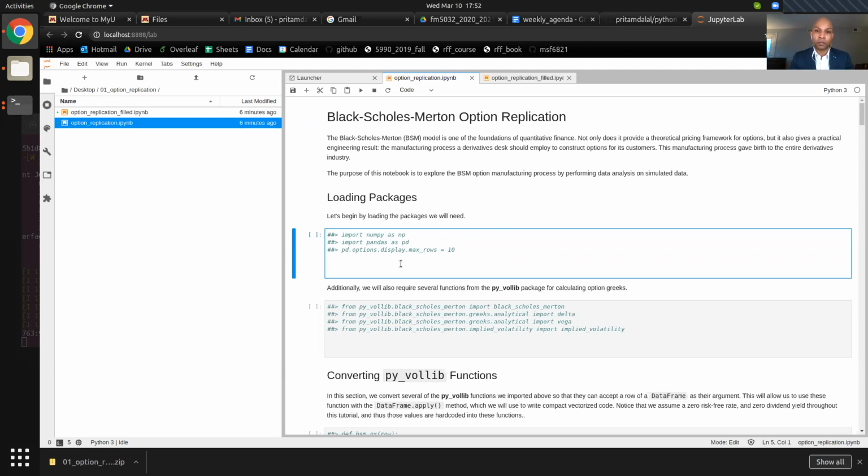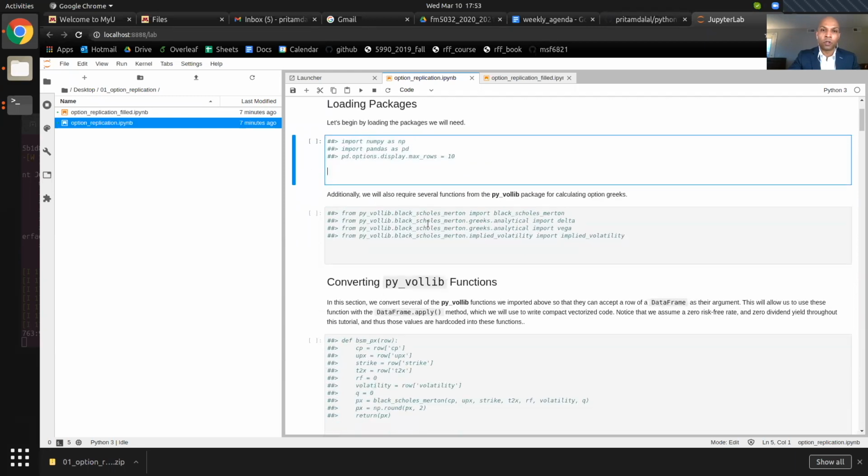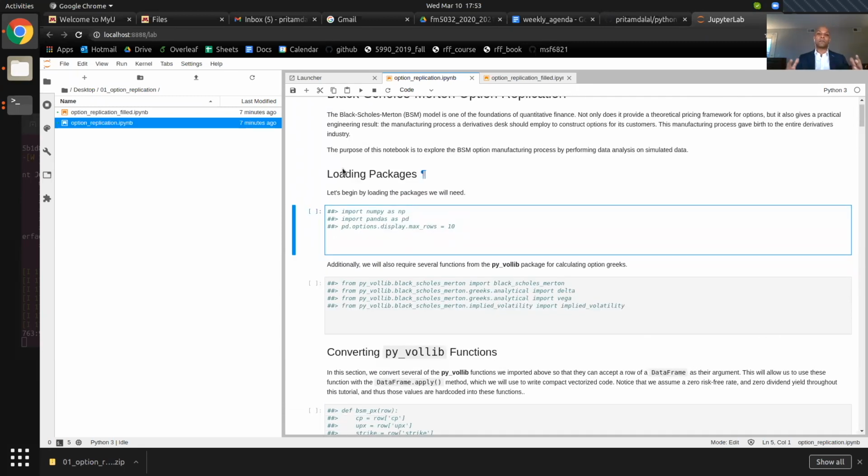So the purpose of this notebook is to explore this option manufacturing process that's spelled out in the Black-Scholes-Merton result by performing data analysis on some simulated data. You have probably seen mathematical formulations of this with dWs and stuff like that, but this is going to be a data analyst's approach to understanding that same issue. We are going to use the geometric Brownian motion stochastic process and generate paths from that.